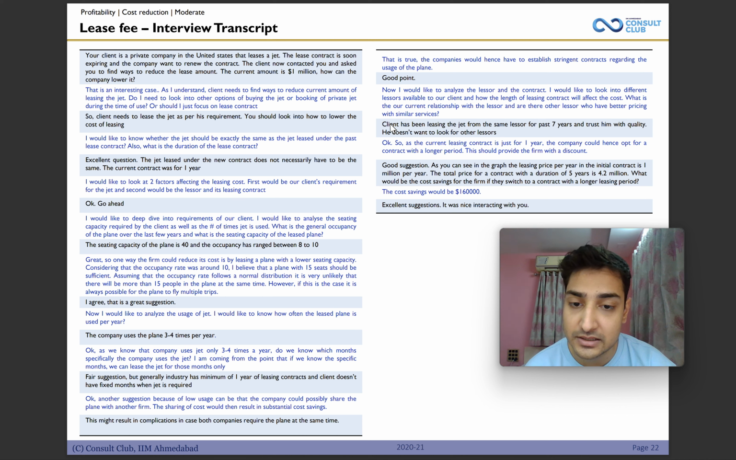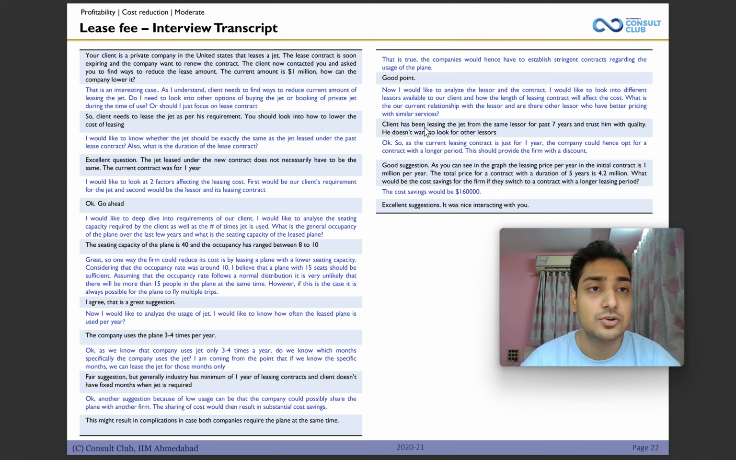Okay, another suggestion: because of the lower usage, the company could possibly share the plane with another firm. The sharing of cost would then result in substantial cost saving. This might result in complications in case both companies require the plane at the same time. That is true. The companies would hence have to establish stringent contracts regarding the usage of the plane.